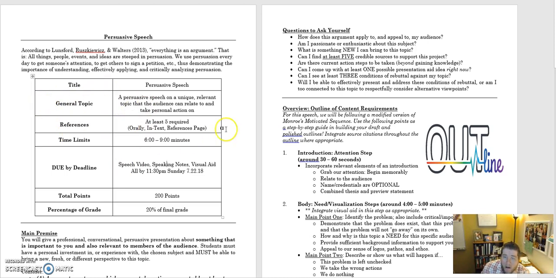Okay, so first of all, general topic here. This is big now. You need 5 references in your speech, folks, and they have to be cited verbally in the delivery of the speech, as well as on a references sheet with the notes you put into D2L. Okay, so I'm looking for 5 required sources here, cited orally and in the text.